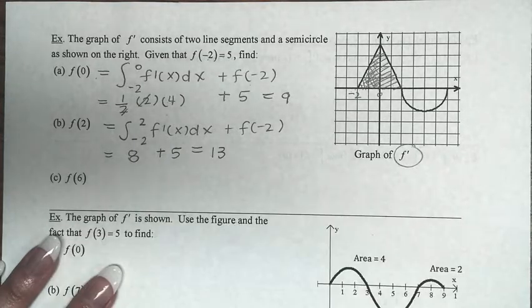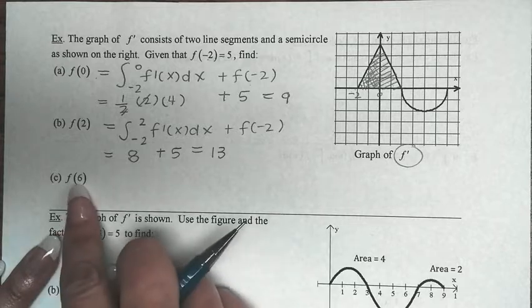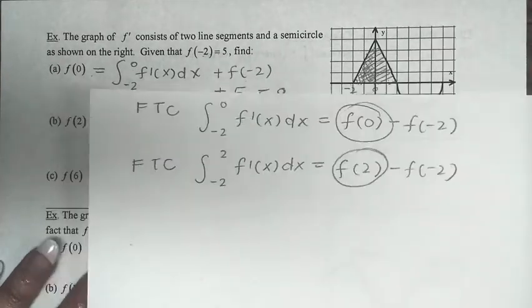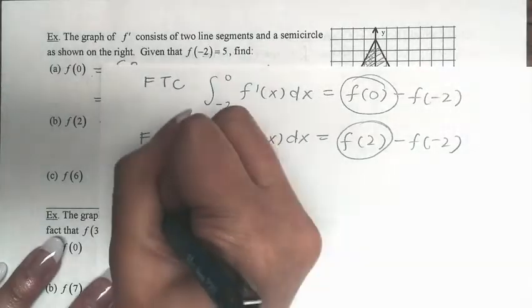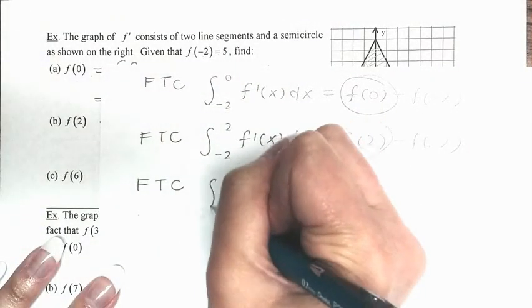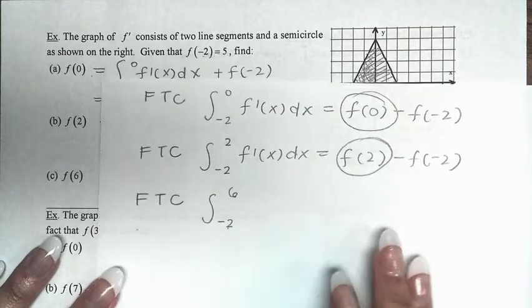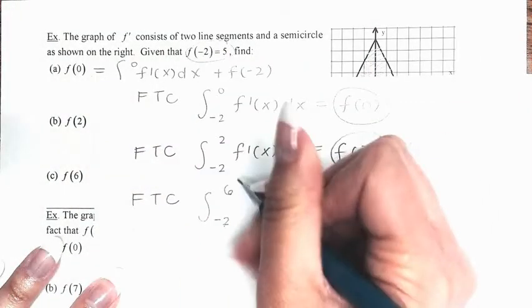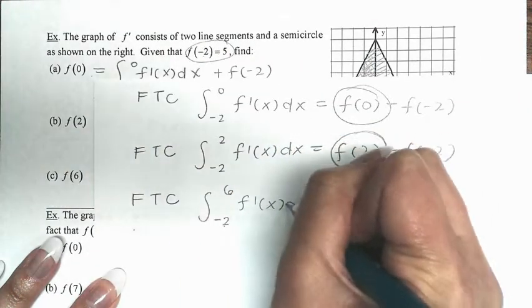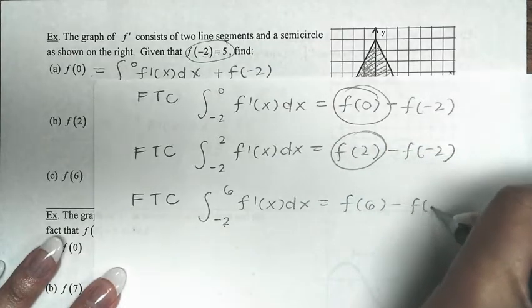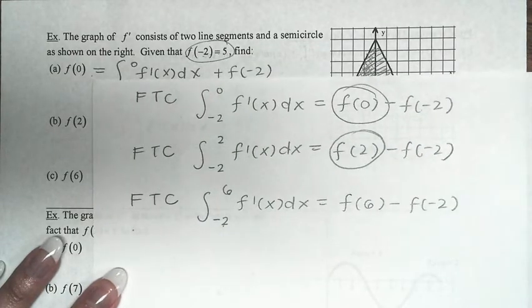For C, what do you have? Again, you have a very similar situation because you want to use the fundamental theorem of calculus, and let's put an extra piece of paper here so you can compare the three and how similar they are. You want from negative 2 to 6, and you're going to ask why I want the negative 2, because that was given to you. The integral of f prime of x dx is going to be equal to f of 6 minus f of negative 2. Again, what are we going to do?